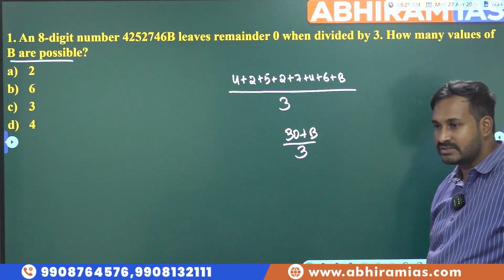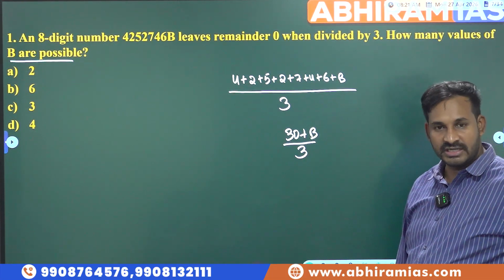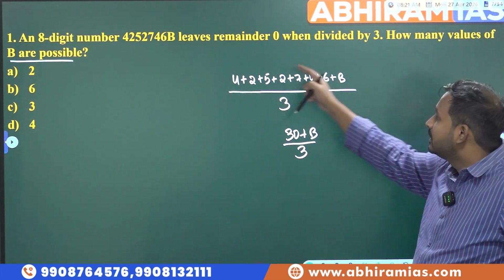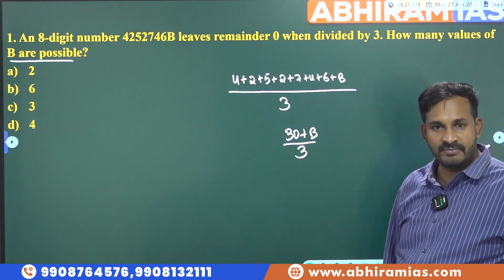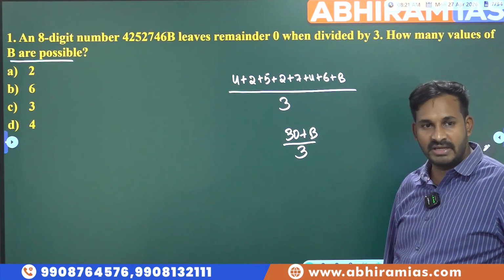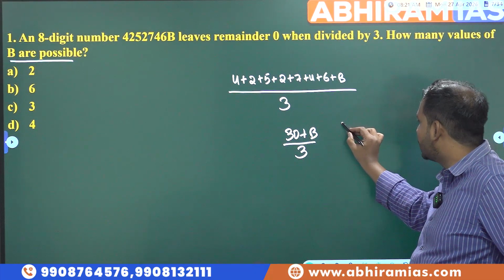Em తీసుకోవచ్చు B place లో 0 తీసుకోవచ్చా? Can I take 0? Did anywhere mention that B is a non-zero digit here? చెప్పలేదు. B is a natural number అని ఏమైనా చెప్పిండా? చెప్పలేదు. So that means you can take B as 0. So I can take B as 0.